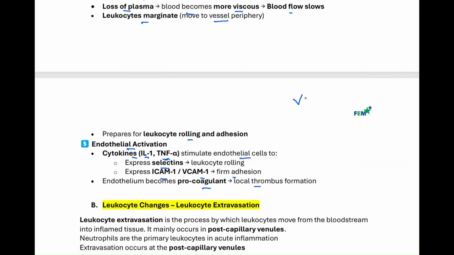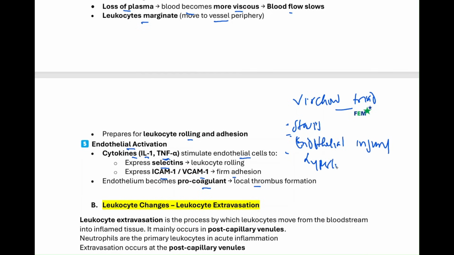That's why, if you remember, the vascular triad, and what's the vascular triad? This triad is what predisposes towards formation of blood clots in the body, or thrombosis. So anything that affects any of these is going to lead to what? Thrombosis. And what are the triads? The first one is stasis. The second one is endothelial injury. And the third one is hypercoagulability.